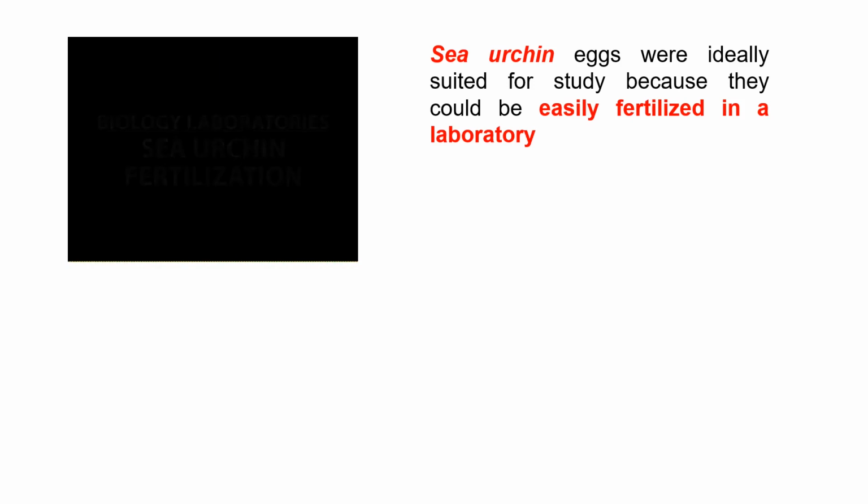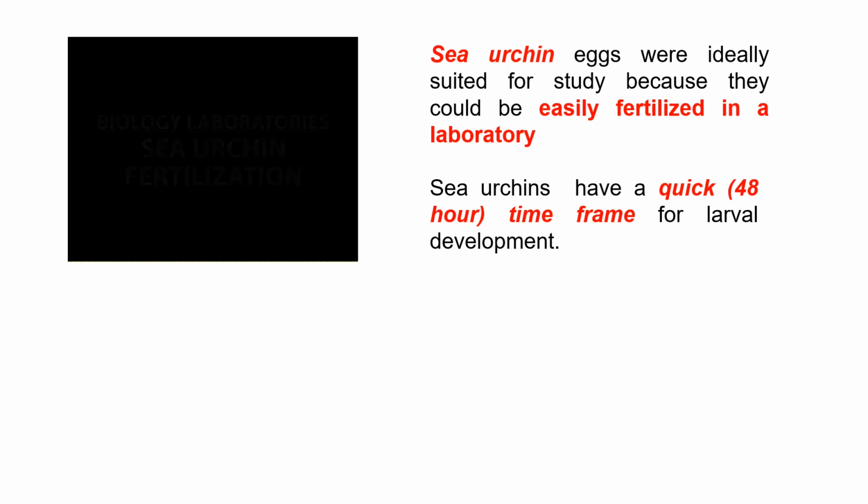Okay, so as you saw, sea urchins' eggs were ideally suited for the study that Boveri was planning because they are easy to fertilize in the lab, and in other model organisms it was much more difficult. In addition, they have a quick time frame for larval development. So with plants like the ones that Mendel used, this would have been very difficult. And for example, with fruit fly, this also is very difficult, especially at that time.